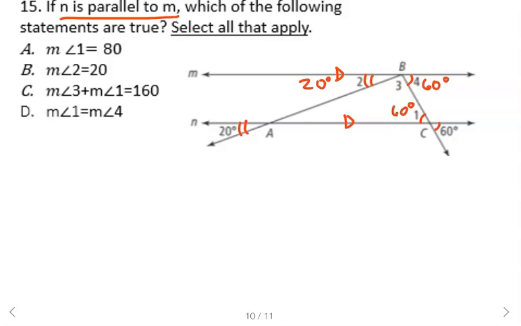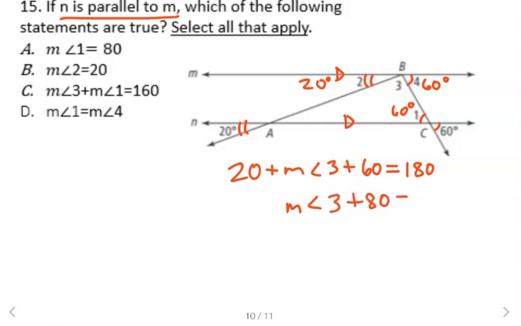And then this angle 3, if you add it to the 2 and the 4, you get 180, because together they form a straight angle. So 20 plus the measure of angle 3 plus the measure of angle 4, which is 60, equals 180. Combine like terms. Subtract 80 from each side. All right, so we found the measure of each of these numbered angles.